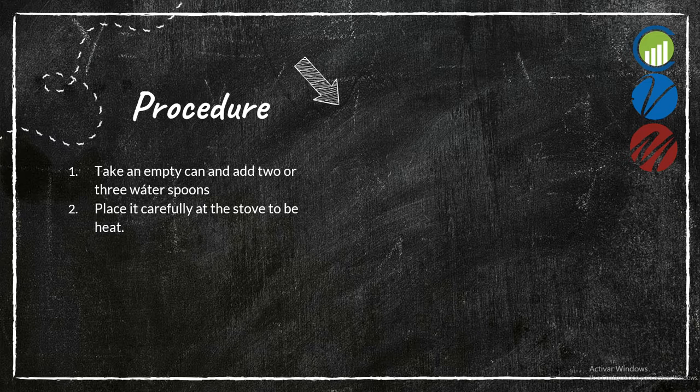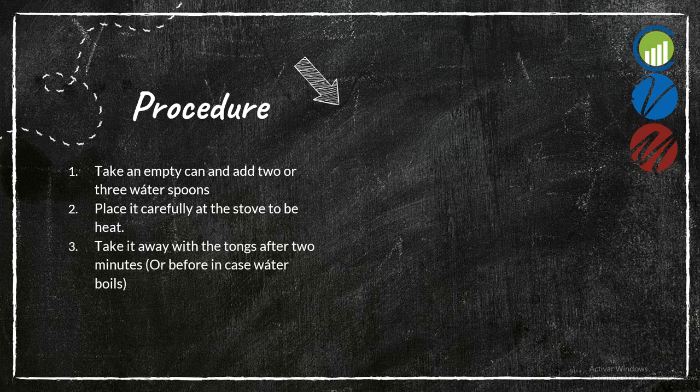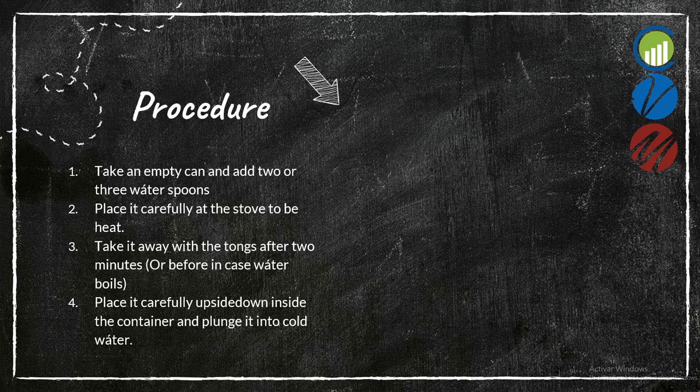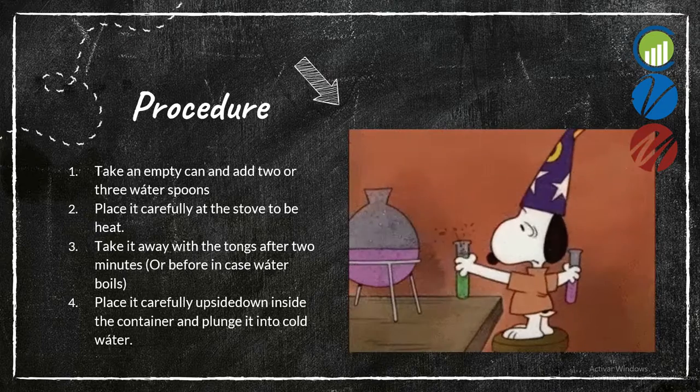2. Place it carefully on the stove to be heated. This step could be done by you or by an adult, the person responsible. 3. Take it away with the tongs after 2 minutes, or before, in case the water boils. When water starts to boil, you can take it away from the heat. And number 4, place it carefully upside down inside the container and plunge it into cold water.